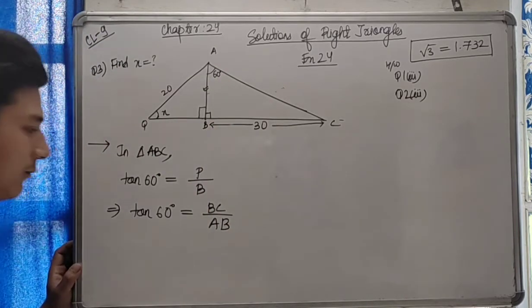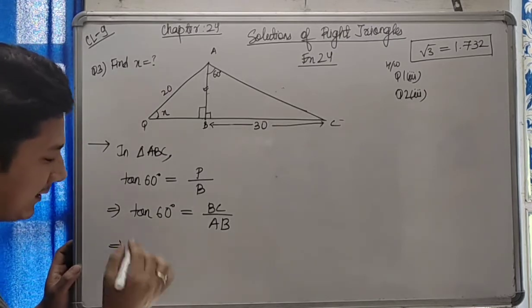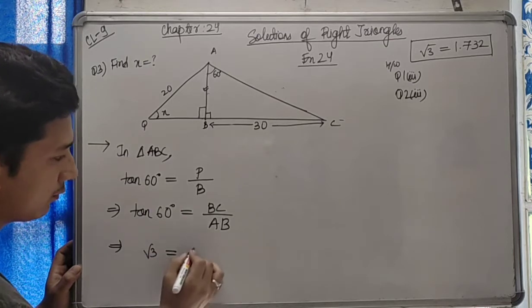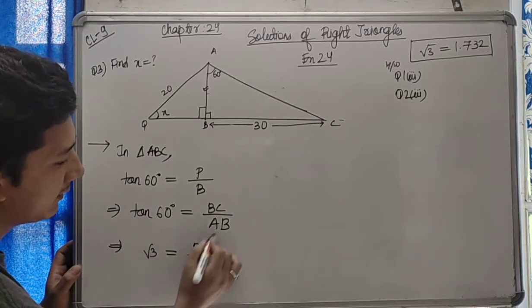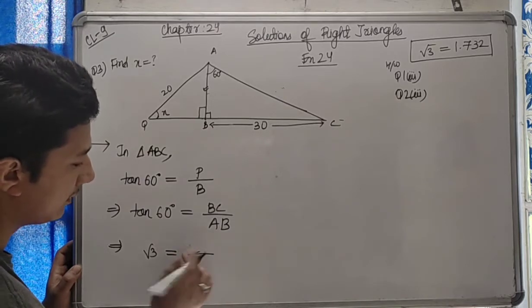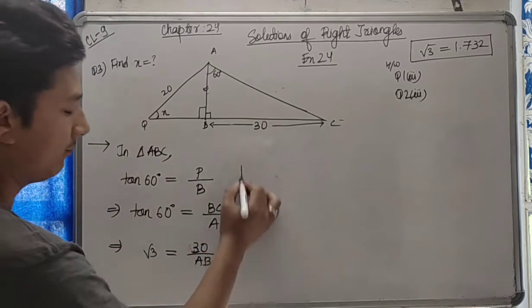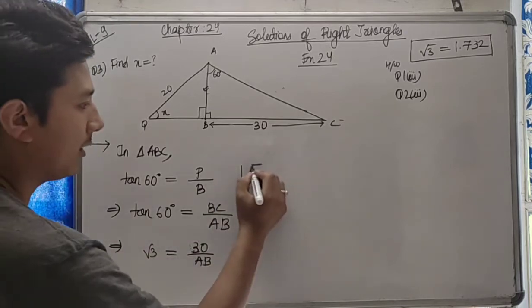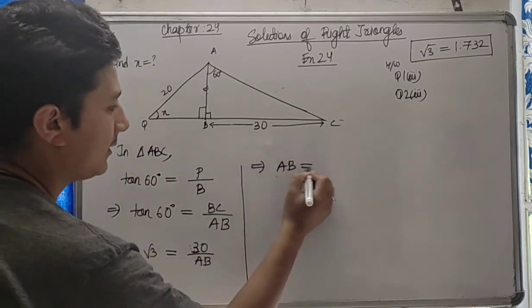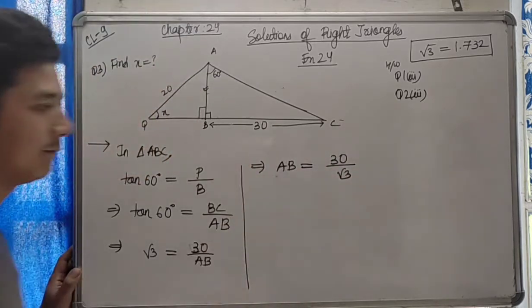Very good. Okay, so what will I do? I'll use the value for tan 60 now. Tan 60 degrees is root 3, which is equal to BC by AB. BC is 30 and AB is AB only. So from here, after cross multiplication, I will get the value for AB as 30 divided by root 3.